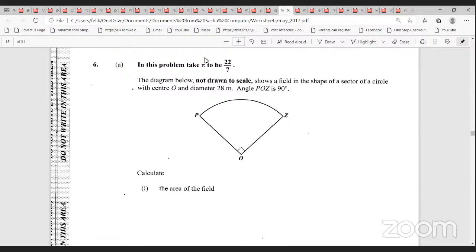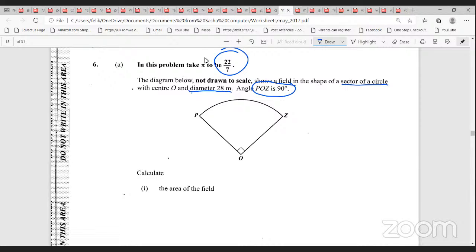The next part of the question says, the diagram below, not drawn to scale, shows a field in the shape of a sector of a circle with center O and diameter 28 meters. Angle POZ is 90 degrees. All right, so some key information we have been given. One, we know what we're using as pi. Two, we know that we're looking at a sector of a circle. Three, we know the diameter is 28 meters. And four, we know that the angle POZ is 90 degrees. So these are 4 critical pieces of information, very important, right?